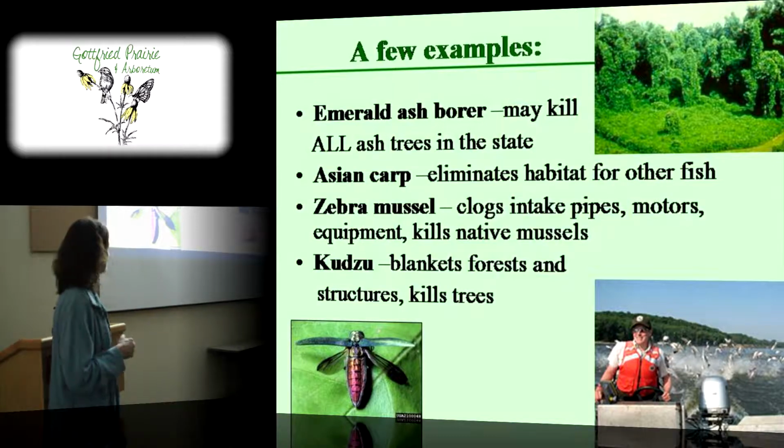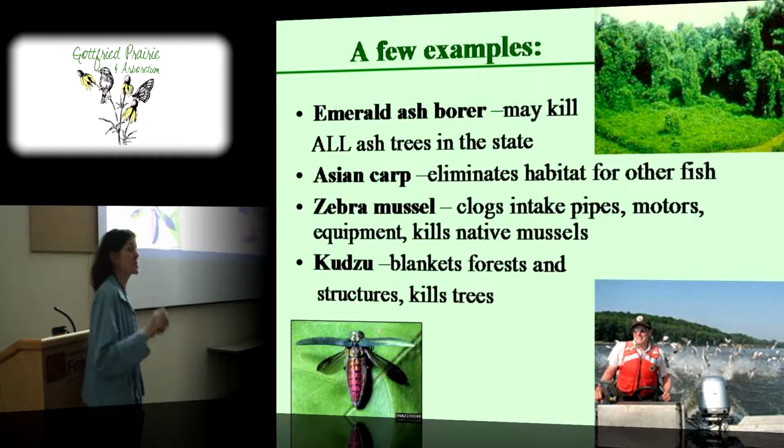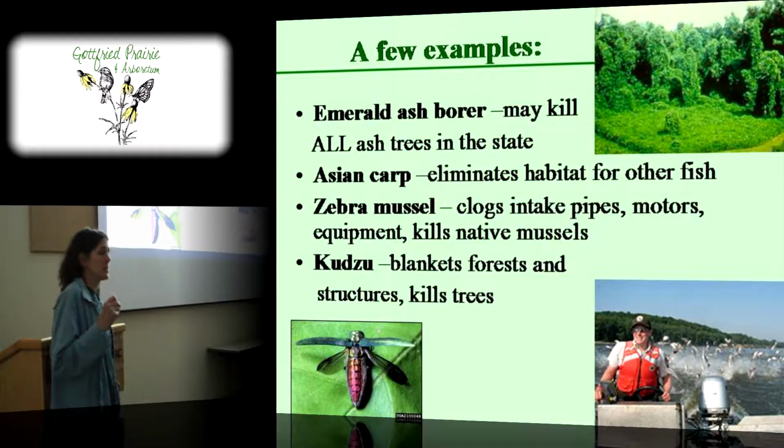Kudzu is one of the ones that we put on our prohibited species list because it's not here yet as far as we know, but it may be, and we think at least in the southeast part of the state it could certainly survive. It's in northern Illinois, northeast Illinois. It's just north of Chicago. There's a very large patch of it that's producing seeds that are viable. So we do expect it to be here.